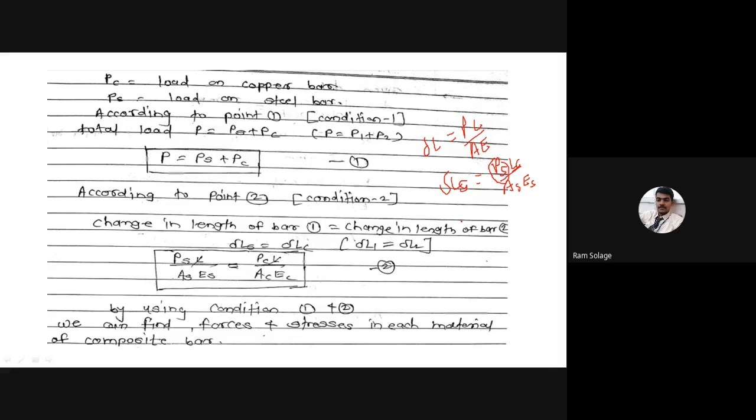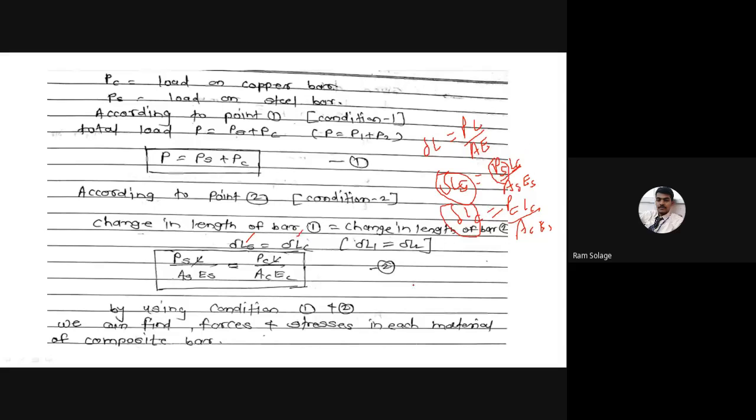Next, the same formula for delta L C for copper: P C L C divided by A C divided by E C. Now this is the formula for deformation of the copper tube and this is the deformation of the steel rod. Now they are equating the two equations. Why are we equating? The total deformation, that is delta L S, is equal to delta L C.